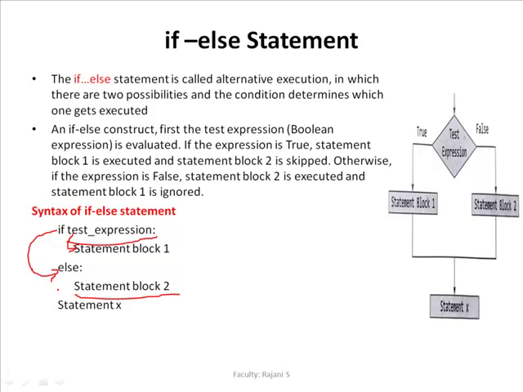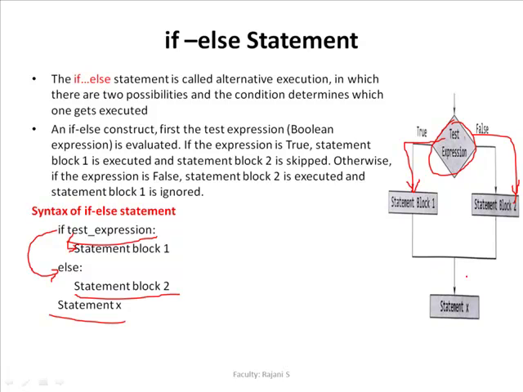What is the statement after the if else part here? That is statement X, that will be executed. Okay, and now let's see this flow chart. Here in the flow chart also, first we check the test expression. If the test expression is true it will go to statement block 1. If the test expression is false, then it will go to statement block 2. Whether the condition is true or false, compulsorily it will go to the statement after the if else condition.